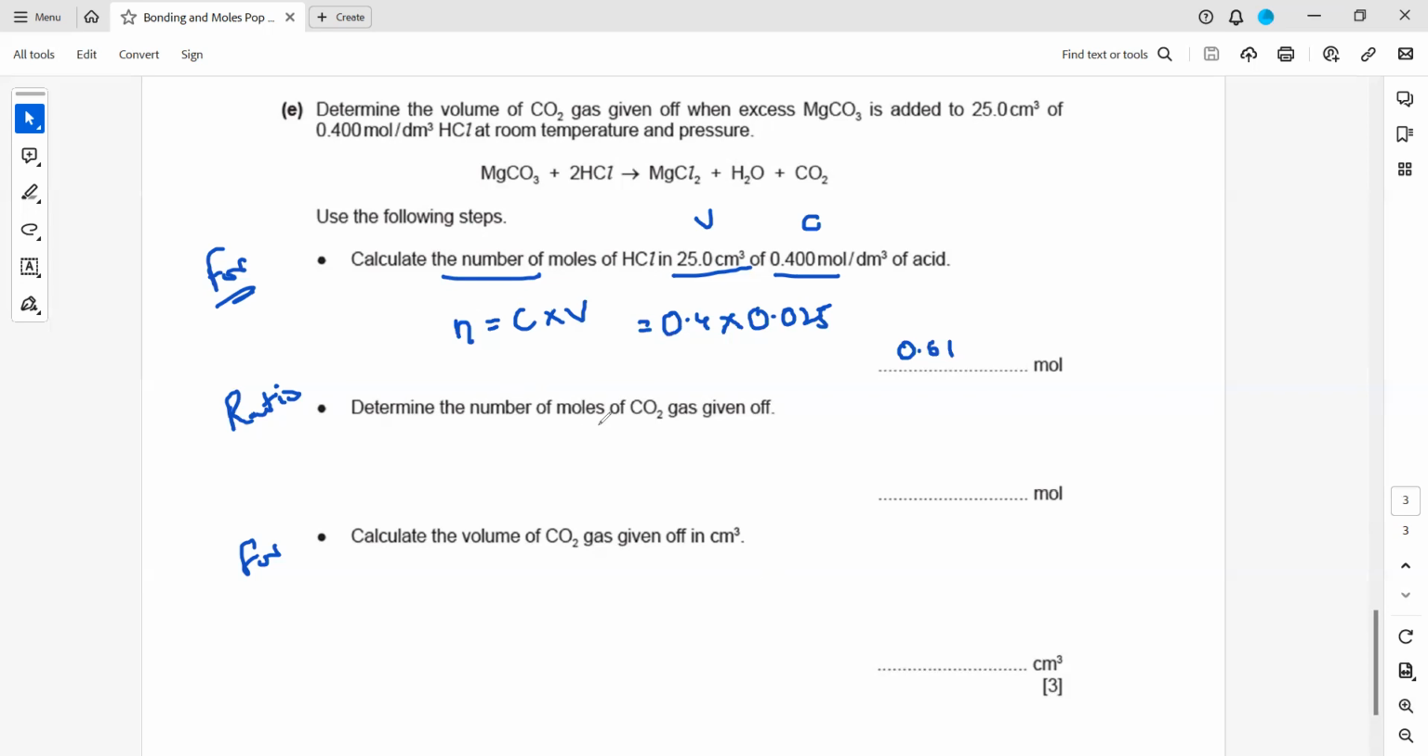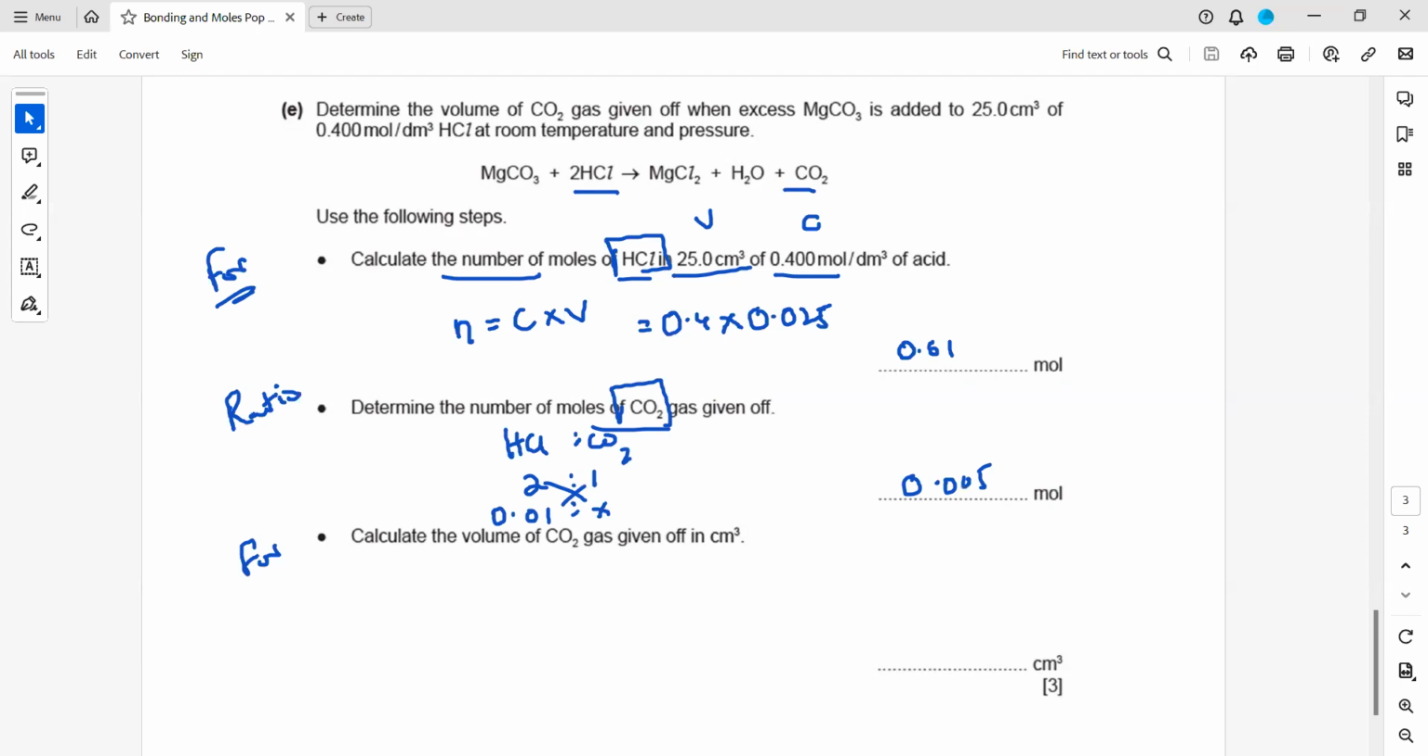Then determine the number of moles of carbon dioxide. The second part we solve by using a ratio. So what ratio will we take? We'll take a ratio between the quantity we calculated in the previous part and what we need now. So we'll take a ratio between HCl and CO2. What is the ratio between HCl and CO2? The ratio is 2:1. So if you have 0.01, then it will be X. Cross multiply, so it will be half of this. So 0.005 will be there. These are the moles of carbon dioxide.